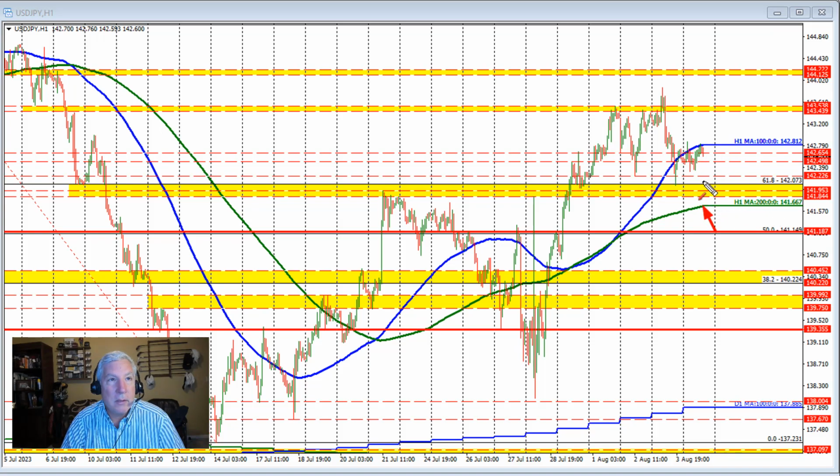Break below all those levels, this swing area right here, the 200-hour moving average, and that opens the door for the 50% retracement level. That's the progression to the downside on a weaker number in the dollar versus yen.